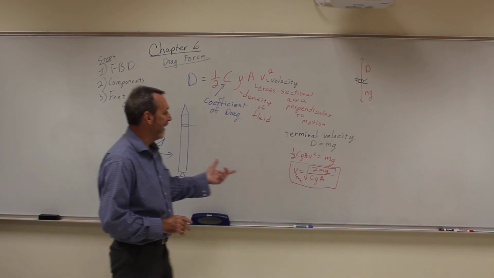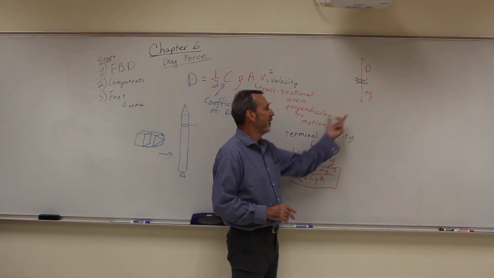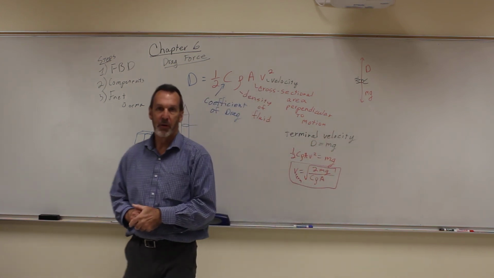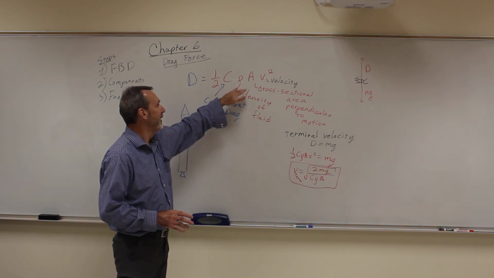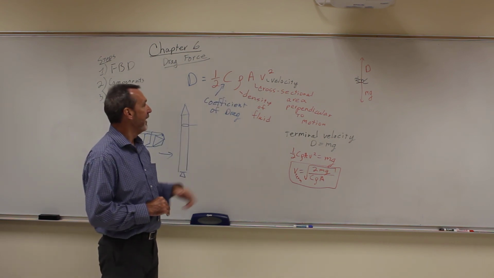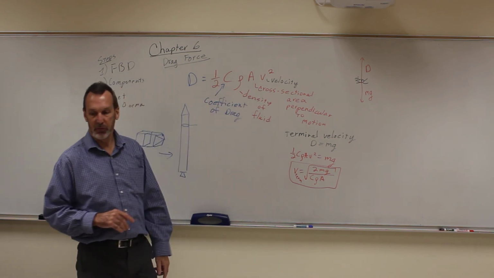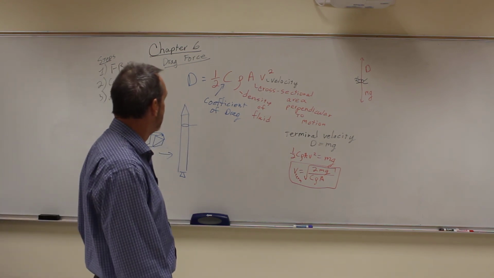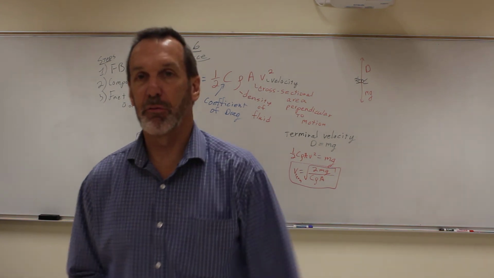So that's your terminal velocity. That's only the case where you're free falling so that the drag force is equal to gravity. Most of the time you're going to put in these values right here. And you'll be given these different values. And let's do an example of those in the next one.